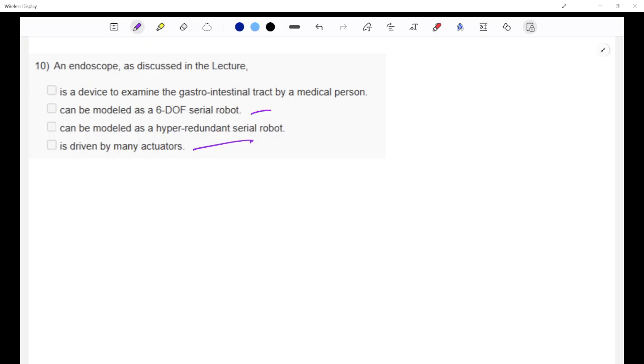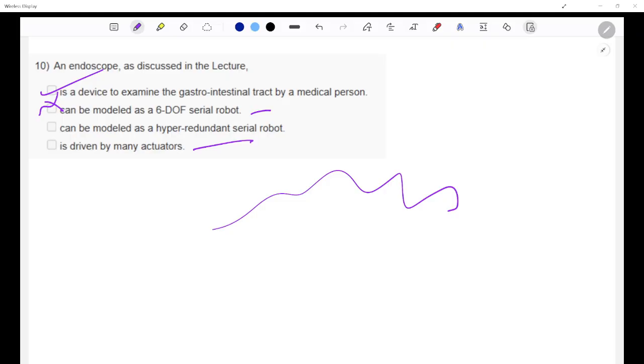Okay, so endoscope is a medical device used to inspect the stomach, examine the intestine, and visualize the internal organs. It is used mainly to examine the GI tract. So this is correct. Okay, why is it not just a 6-DOF robot? So option B is it can be modeled as a 6-DOF serial robot. But an endoscope bends continuously, right? It has flexible sections. It behaves like a continuum structure. It is more like a tube of this type. So it does not behave like rigid link 1, rigid link 2, and rigid link 3. This is not limited to 6 degrees of freedom. Okay, so this is not correct.